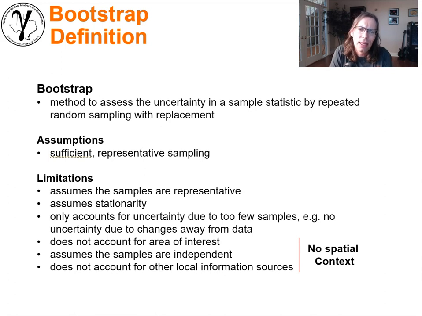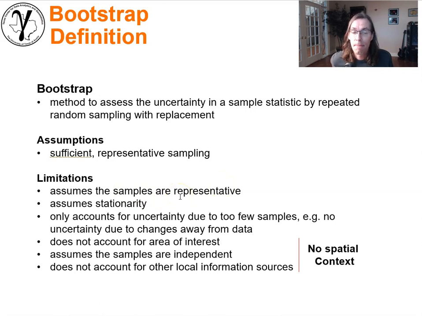The way I like to say it is that Bootstrap is assessing the uncertainty in a sample statistic from the sample itself, and that's why we think of it as pulling yourself up by your bootstraps. It doesn't seem like it should be possible. Assumptions are a sufficient number of samples, representative sampling, and there's a lot of limitations. It's assuming representative samples.